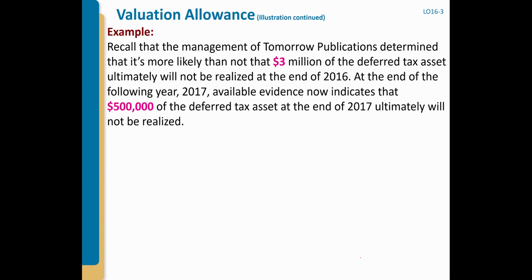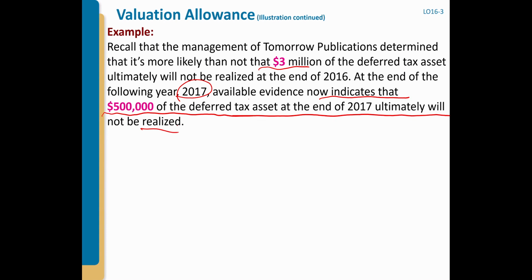And then let's say next year, in 2017, by the end of next year, the company said, remember we believed 3 million would ultimately not be realized. Now by the end of 2017, we believe it's not 3 million, it's actually a half million that will not be realized. So again, we changed our prediction.